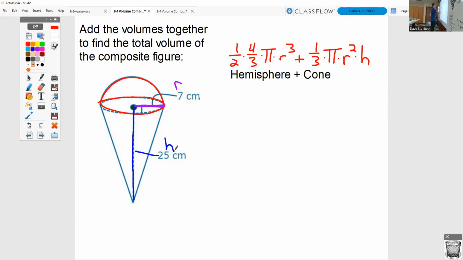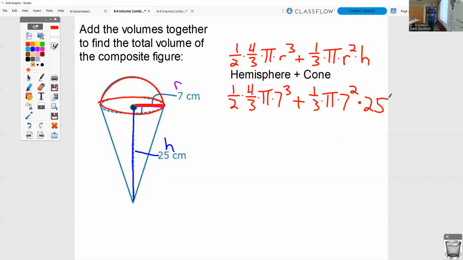So when you go to plug the numbers into your formula, we have the hemisphere. So we have 1/2 times 4/3 times pi. Those things don't change. What does change is the radius. The radius of the hemisphere is 7. So times 7 to the 3rd power. Plus, we have all the cone stuff. We have the 1/3. We have the pi. We have the radius of the cone. The radius of the cone and the radius of the hemisphere are the same exact thing. It's that 7. So times 7 squared times the height of the cone, which is 25.